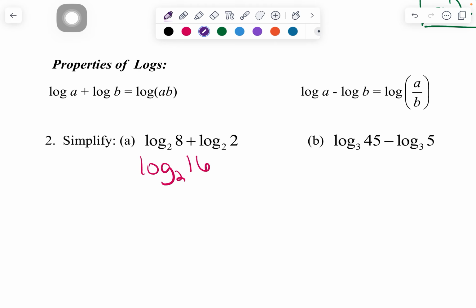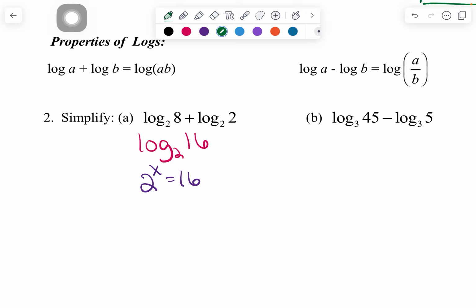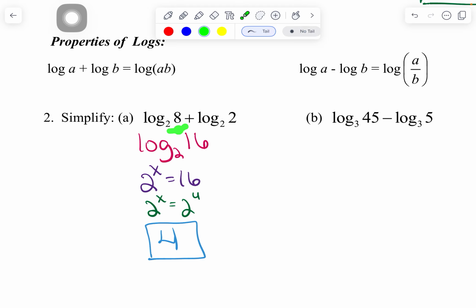All right, cool. Now that I've condensed it to a single logarithm, well, this can be 2 to some power is equal to 16. And 16 is 2 to the 4th. So, all right, cool, that's 4. Because we got the bases to match, those exponents match. Now, technically, I could have simplified log base 2 of 8, and I could have simplified log base 2 of 2, though that's not too bad. But instead, I just condensed it down, made it one logarithm to simplify.